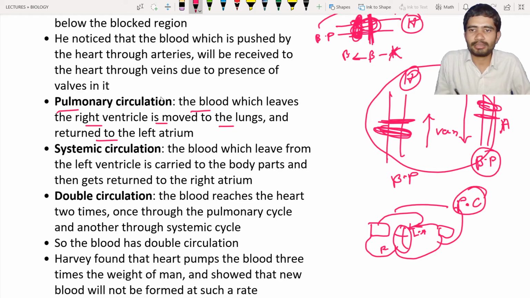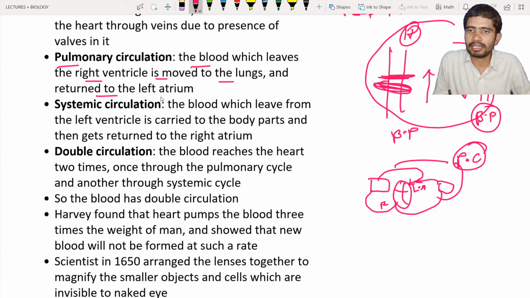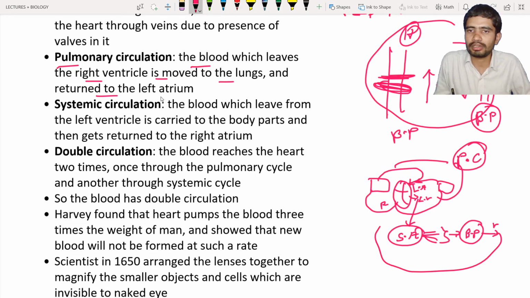Next, the systemic circulation. Again here we can see this is the left ventricle. From the left ventricle, the blood is moved towards a blood vessel known as the systemic aorta. From the systemic aorta, it will divide into many branches known as arteries. These arteries will pump blood to the body parts. From the body parts, the veins are going to bring blood to which chamber? The right atrium. From the right atrium to the right ventricle, and from the right ventricle again to the lungs, and so on.